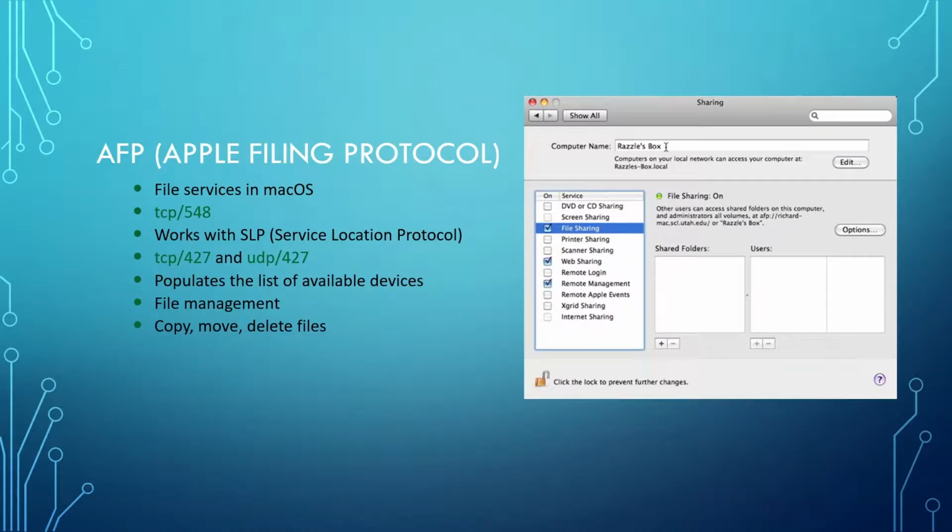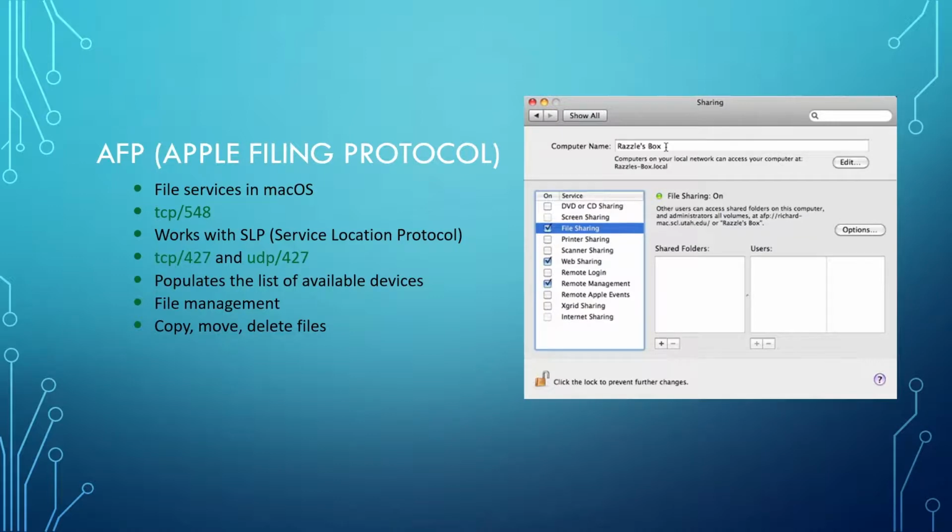Let's talk about AFP. All right. AFP is the same thing as SMB. All right. Except it's for Apple. Apple's Filing Protocol uses TCP port number 548. It is Apple's version of SMB, and it is a file transfer protocol.